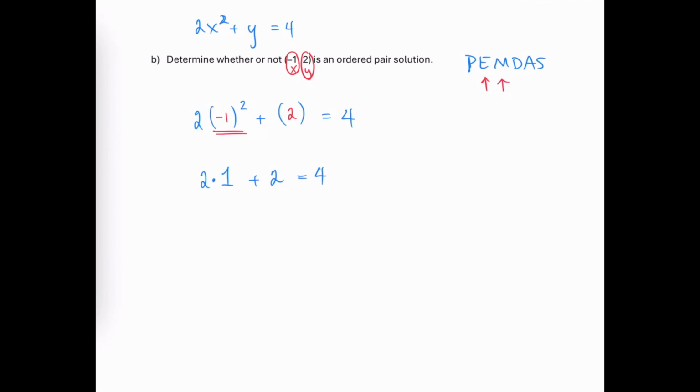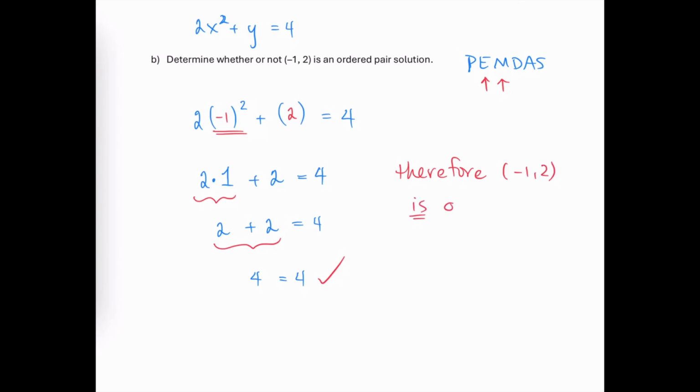Now we're going to perform the multiply first, so these two are multiplied together to give us +2. We still have this +2 is equal to 4 down here. We're carrying forward the rest of the equation with every step, and finally we're going to add these 2's together to give us 4 is equal to 4. We now do have a true statement here. So we'll say, therefore, the ordered pair -1, 2 is an ordered pair solution to the equation.